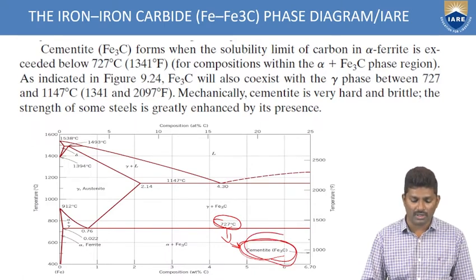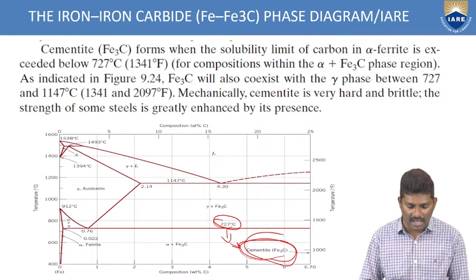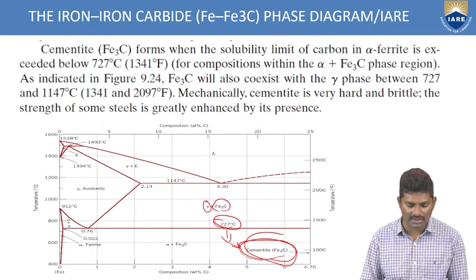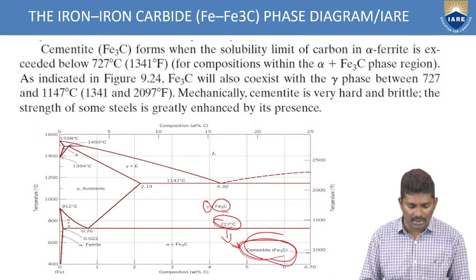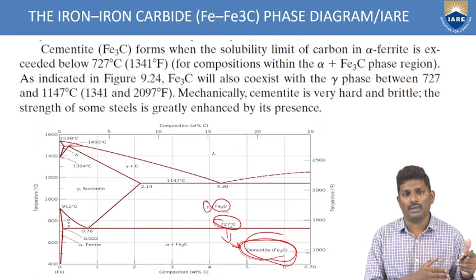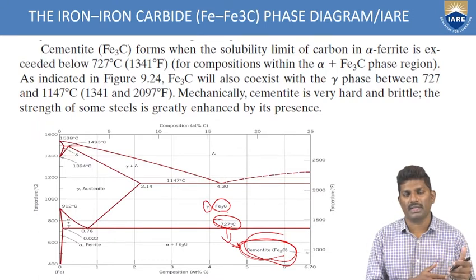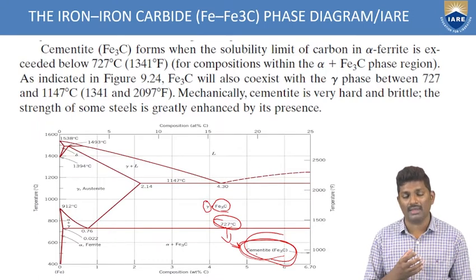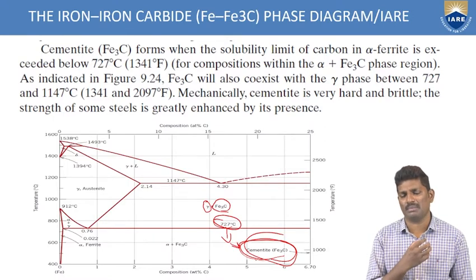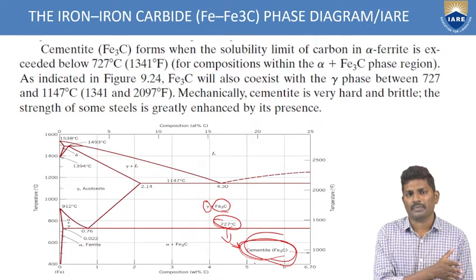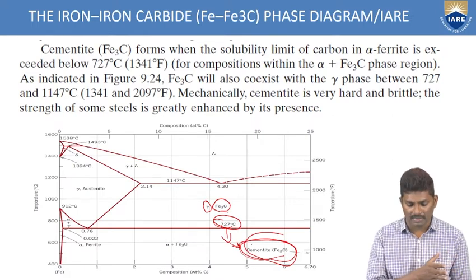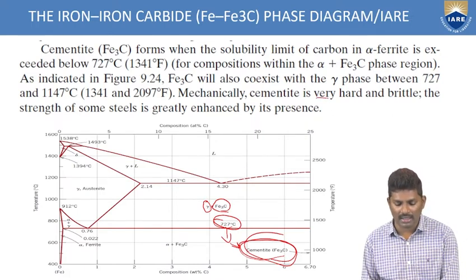So Fe3C will also exist within the alpha. So this gamma phase, here also we are having gamma in combination with cementite, and compared to ferrite and austenite, this cementite is very hard in nature. Why? Because it has the complete carbon content. So when you compare with ferrite and austenite, the cementite is very hard and brittle.